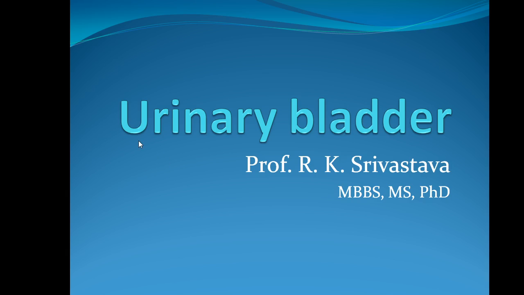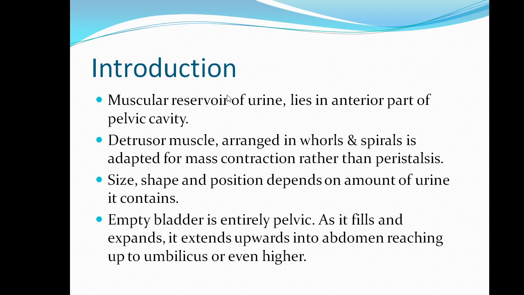Today in this class, we will discuss the urinary bladder. The urinary bladder is a muscular reservoir of urine. It lies in the anterior part of the pelvic cavity. The detrusor muscle present in the wall of the urinary bladder is arranged in whorls and spirals. It is adapted for mass contraction rather than peristalsis.